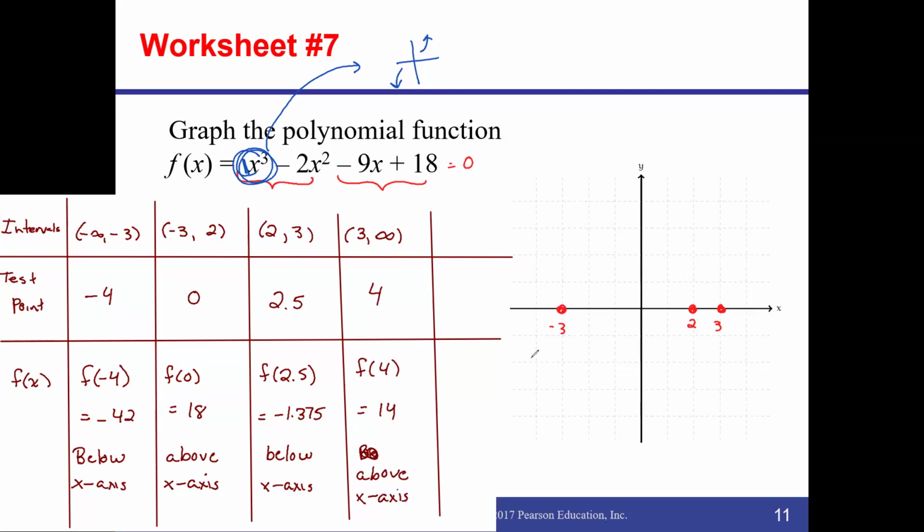So like I said, we have a general idea now that it would look like this. Then it would be negative at those ends. We said it was positive between -3 and 2. And then it was negative again from 2 to 3. So we want below, above, below, above.